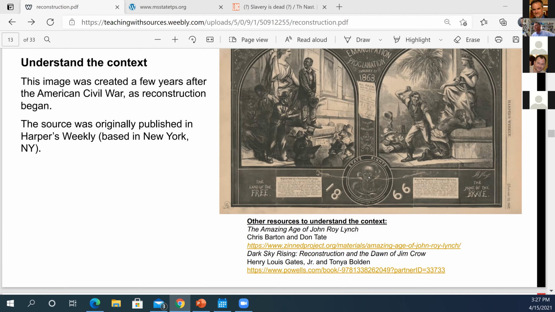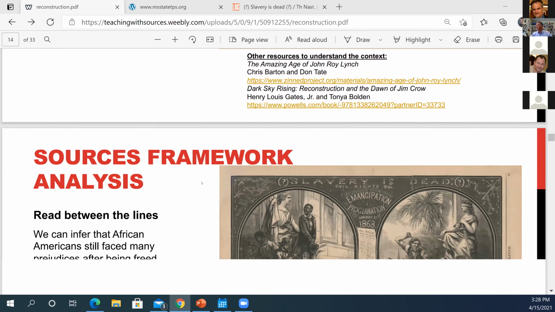But there was a really good book written about him, a children's book, The Amazing Age of John Roy Lynch. It talks about Reconstruction and his life, both. And so that's a good example. And then Dark Sky Rising, Reconstruction and the Dawn of Jim Crow by Henry Louis Gates. It's a fantastic book also. So I would recommend those books, for all grades, to help your students understand what's going on in the larger picture.